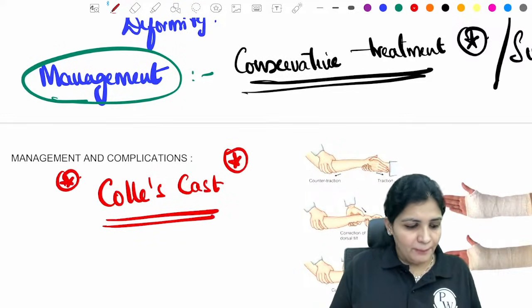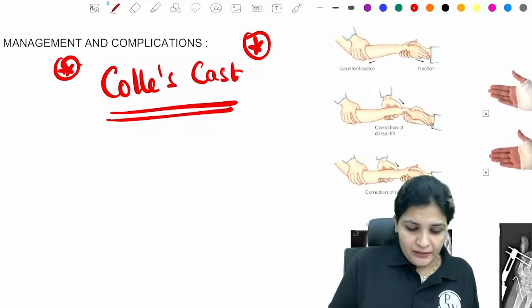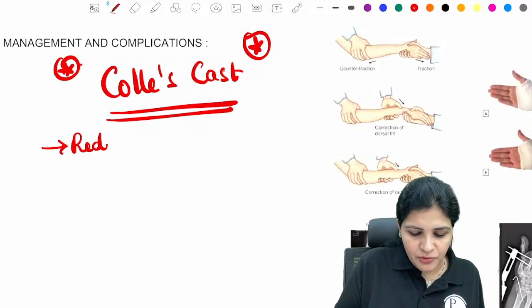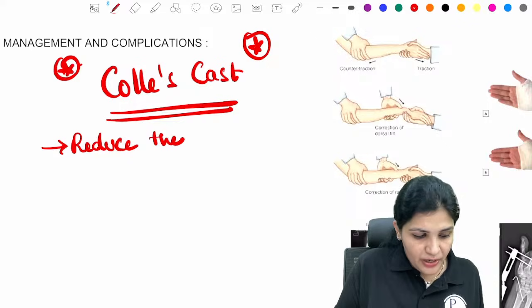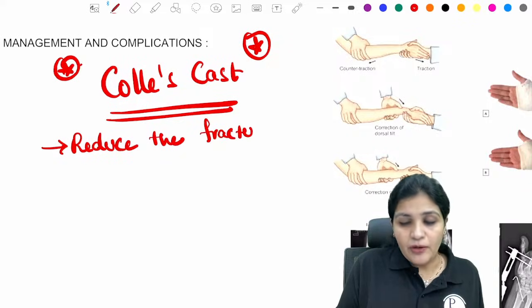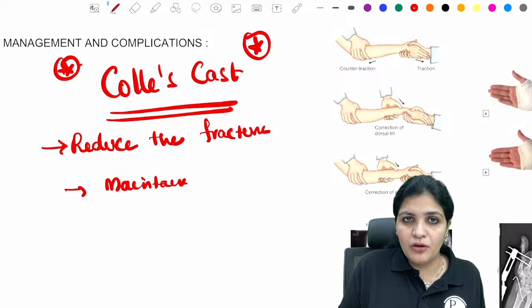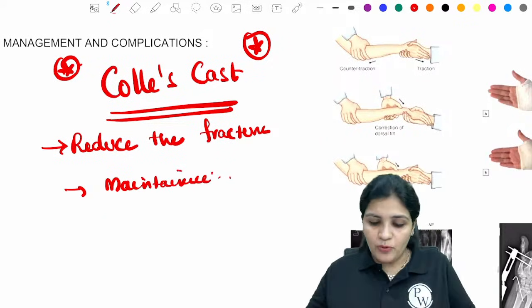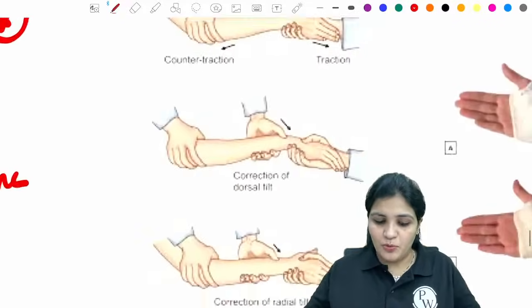So how do you apply the Colles cast? Before applying the Colles cast, what do you have to do? You have to reduce the fracture. So we are going to reduce the fracture and we are going to maintain the fracture. This maintenance of the fracture is through your Colles cast, right? So how are you going to reduce? These are the maneuvers you have to remember.